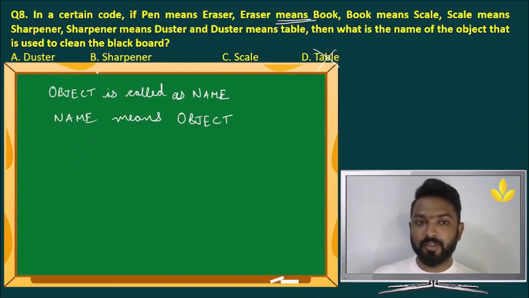What is the name of the object that is used to clean the blackboard? Which object is used to clean the blackboard? It is the duster. And what means duster? Sharpener means duster. The answer is B, sharpener. Sharpener means duster. Name means object. That's it.